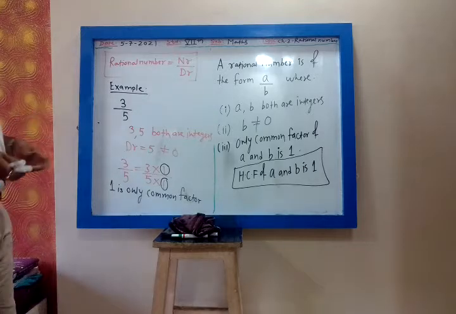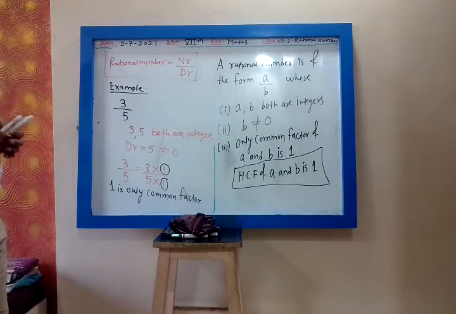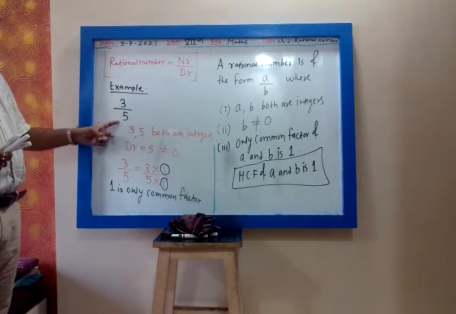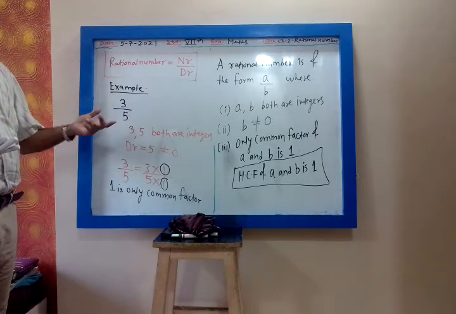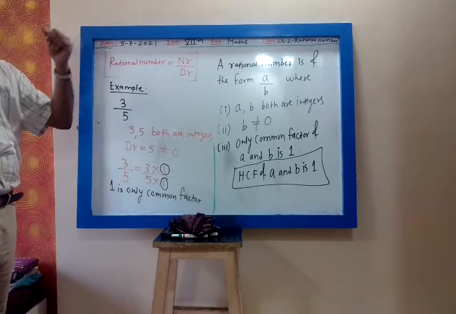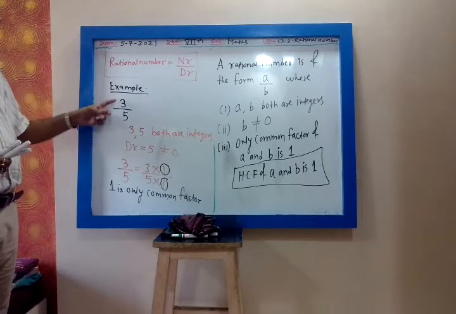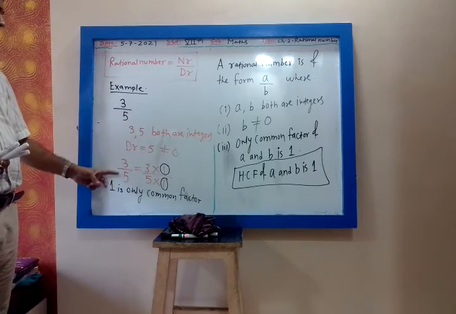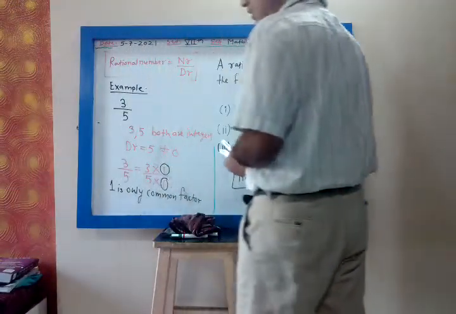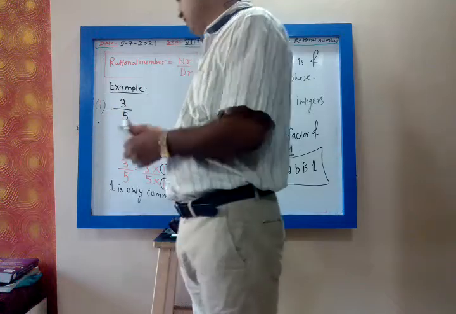Any rational number is of the form numerator upon denominator. Numerator and denominator both are integers. Integers means it can be a negative integer, it can be 0, it can be a positive integer. But the denominator 5 is not equal to 0 and the only common factor between 3 and 5 is 1. So all the conditions are satisfied and therefore it is a rational number. This is my first example.